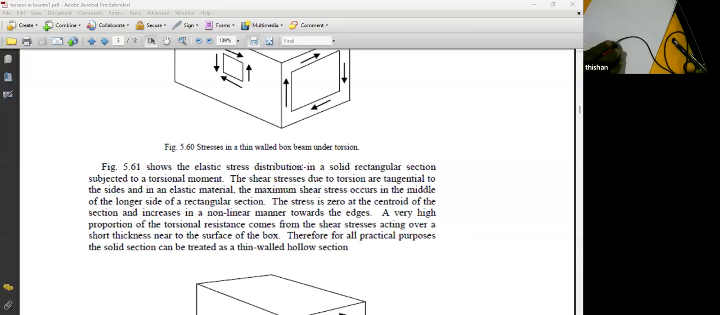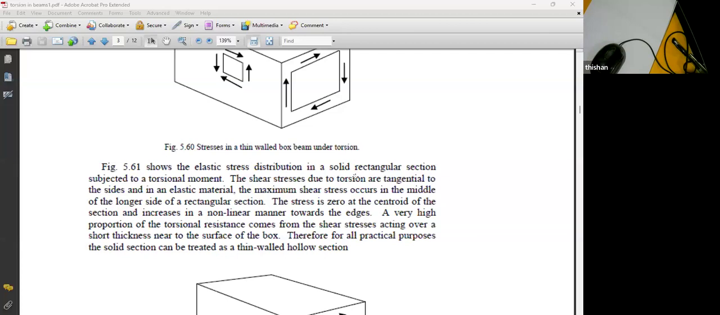This shows the elastic stress distribution in a solid rectangular section subjected to a torsional moment. The shear stresses due to torsion are tangential to the sides, and in an elastic material, the maximum shear stress occurs in the middle of the longer side of the rectangular section. The stress is zero at the centroid of the section and increases in a nonlinear manner towards the edge.